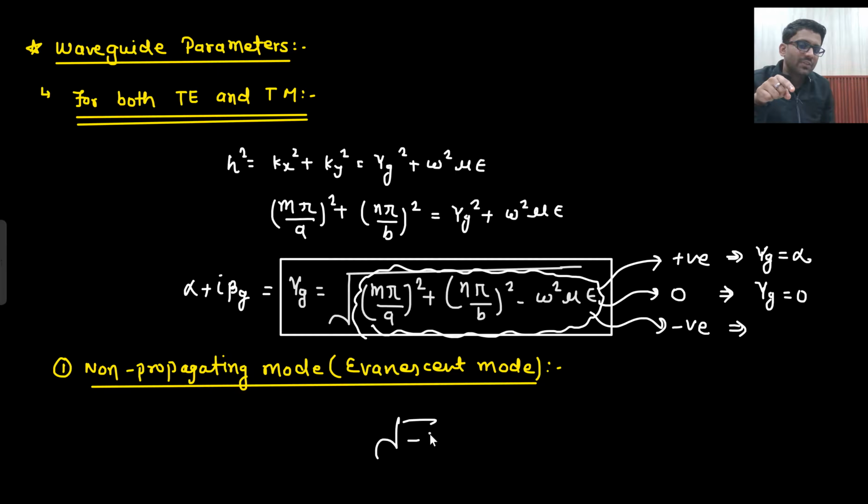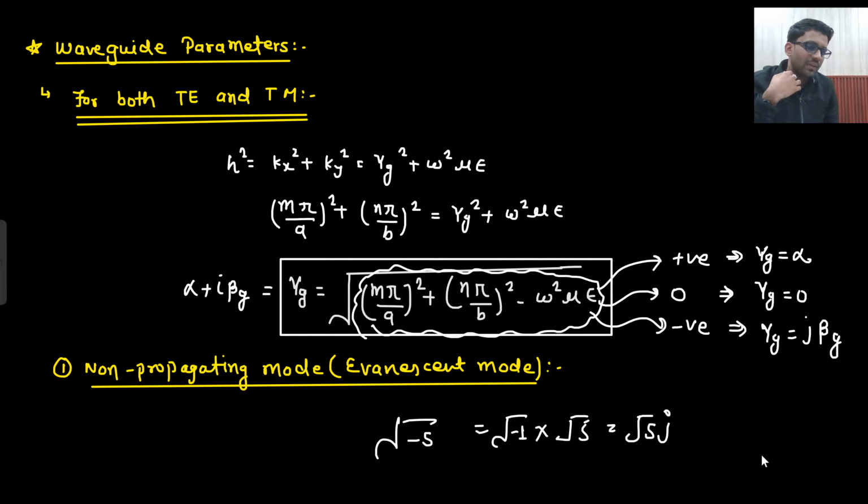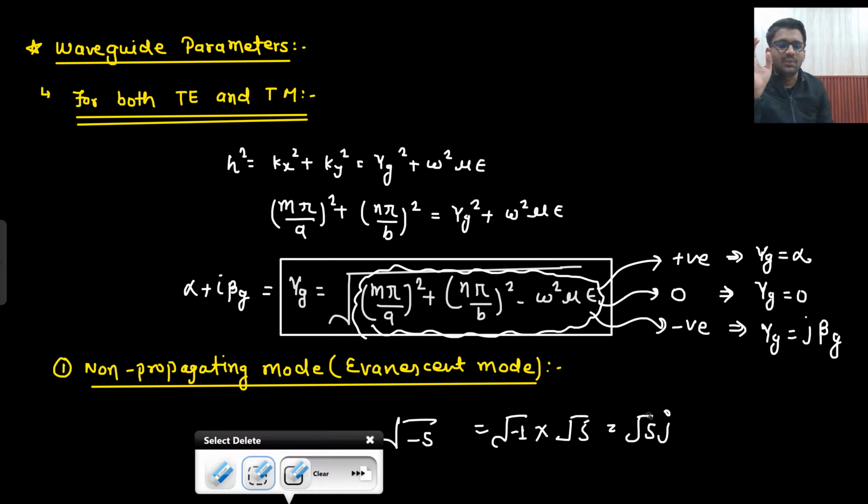Let's just say this value is minus 5. Assuming that this value is minus 5, so under root minus 5 will be there. Then under root minus 1 can come outward, and under root 5. So what it will become? Under root 5 j. So gamma g will become j beta g. Right? Depending on this value, either it is positive, negative or 0, based on that you will have alpha, 0 and j beta g.